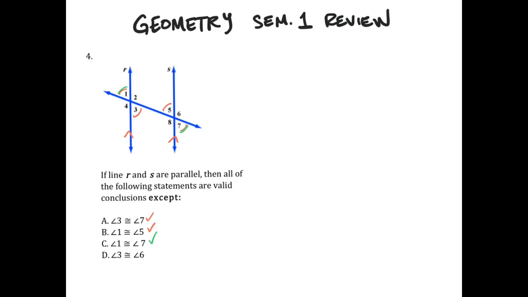And then is angle 3 congruent to angle 6? Angle 3, and then here's angle 6 over here. Are they congruent to each other? And the answer is no. Alrighty, angle 3 is an acute angle, angle 6 is an obtuse angle. They're not going to be congruent. So that's the one that doesn't work.